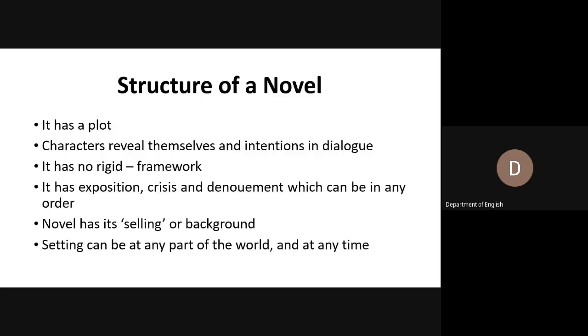Every novel has a setting. In other words, it has a background. Now, the setting can be at any part of the world and at any time.